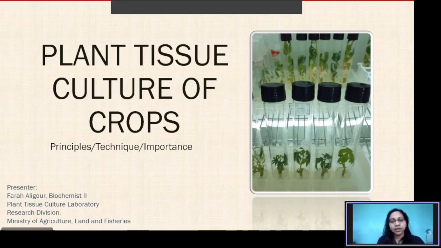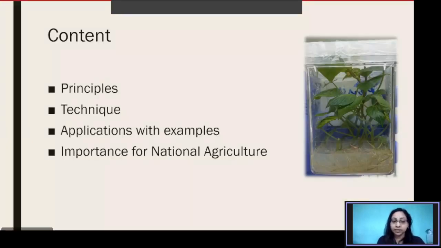Today I just want to share with you a little bit about what I do and the basics of plant tissue culture. So first of all, we'll be looking at the principles of this technique. What is it all about? What is plant tissue culture? As well as the steps involved, the technique of the tool that is used, and we'll look at some applications with examples. And finally, we'll put it all into context by looking at the importance for national agriculture.